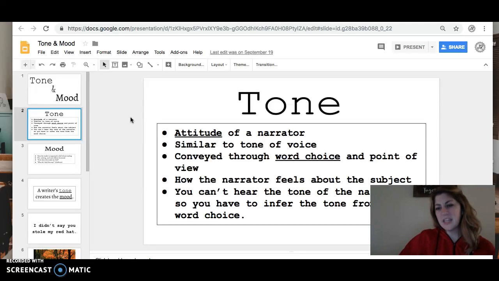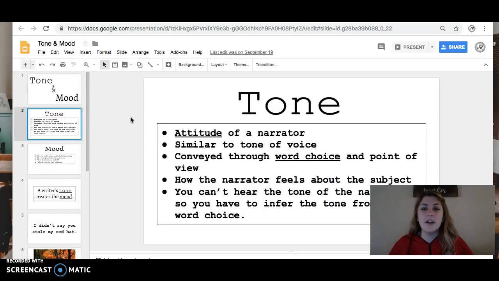So in a book, it's going to be harder to hear that tone of voice. And so in a book, the author uses word choice. So word choice meaning the words that the author chooses to use. Okay, so it's word choice and also point of view that is going to help with tone. How the narrator feels about the subject. Okay, so if he is happy about the subject or if he's for it, then it's going to sound positive. He's going to use happier words, okay? And then if it's negative, same thing. Going to feel negative, going to sound negative. He's going to use negative words, okay?